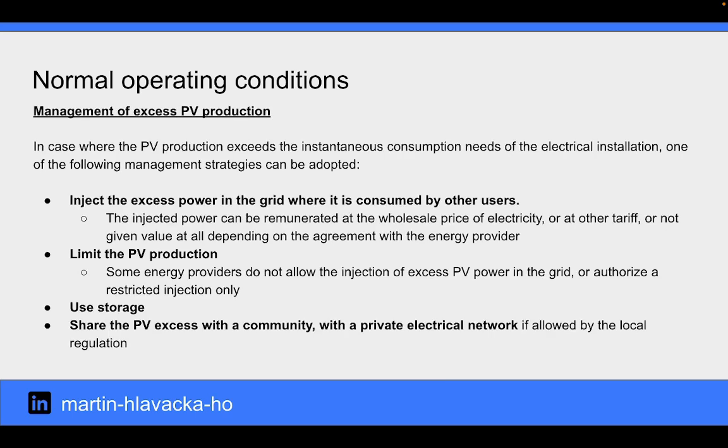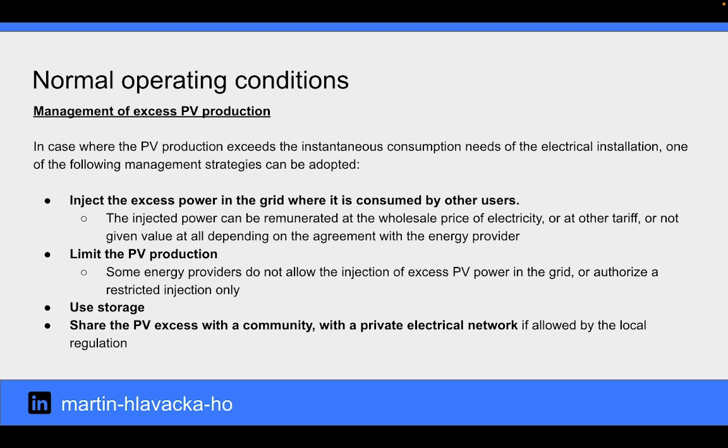In case where the PV production exceeds the instantaneous consumption needs of the electrical installation, one of the following management strategies can be adopted. Inject the excess power in the grid where it is consumed by other users. The injected power can be remunerated at the wholesale price of electricity or at other tariff or not given value at all depending on the agreement with the energy provider.